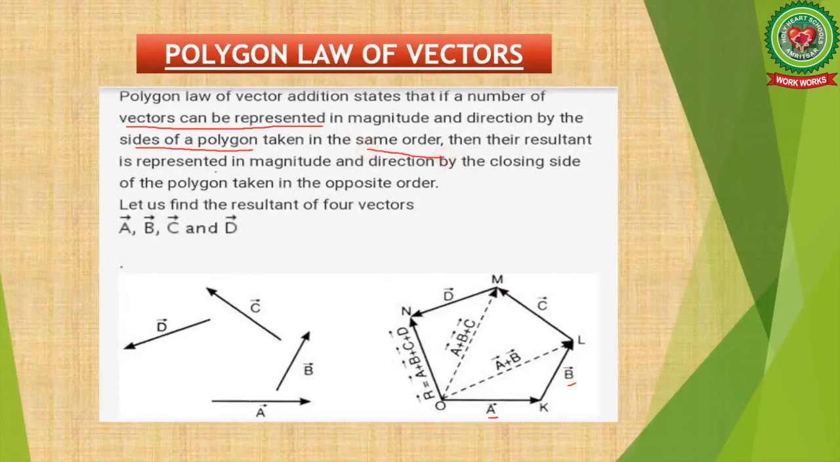Then the resultant is represented in magnitude and direction by the closing side of the polygon taken in the opposite order. Then you have to take this resultant by closing the polygon in the opposite direction. So this is the resultant of the vectors, which will be the sum of vector A plus vector B plus vector C plus vector D. Okay.